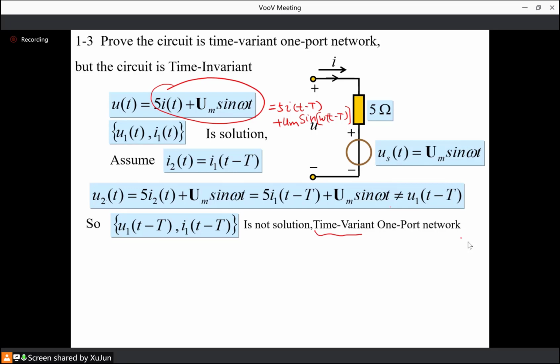This one-port network is time varying because of the problem of the source, the AC source. If this is a DC source, if Us(t) equals Um, a constant, then the circuit will be time invariant, and they will be equal.